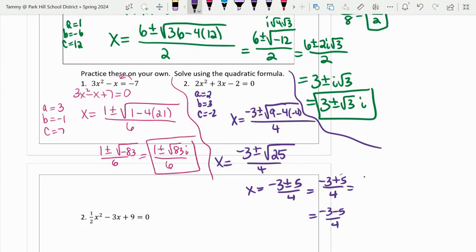So 2 over 4 reduces to 1/2. And this is negative 8 over 4, which is negative 2. Let me write that one more step. So that's going to give me 2 over 4, which is 1/2.